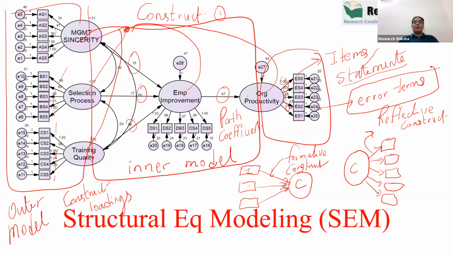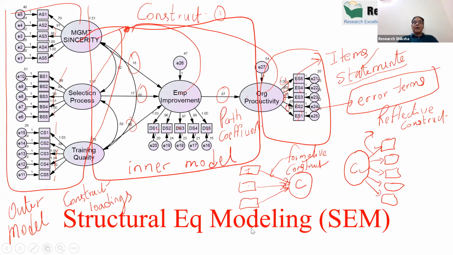So this is the nomenclature of a structural equation model, and we will use this nomenclature frequently: formative construct, reflective construct, error terms, items, constructs, and path coefficients. These numbers are the path coefficients, and these numbers are the outer loadings or construct loadings. So this is the different nomenclature we use in the structural equation model.